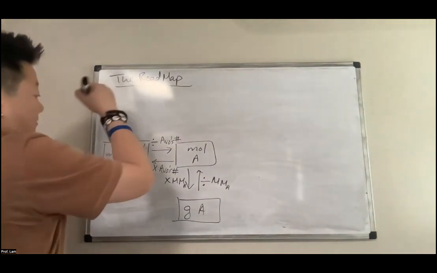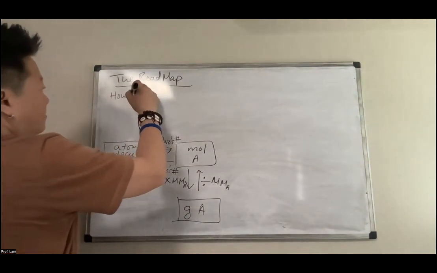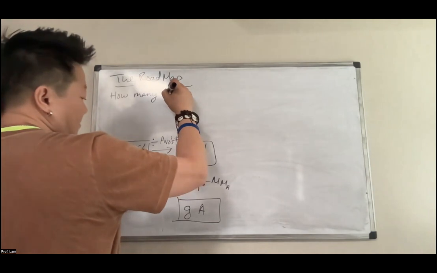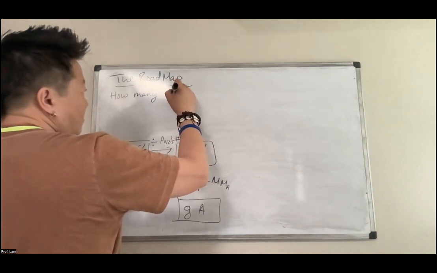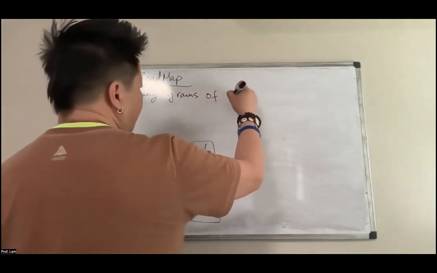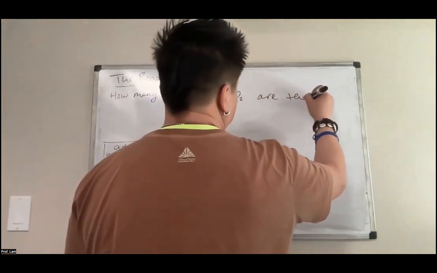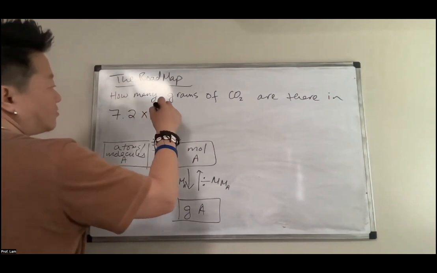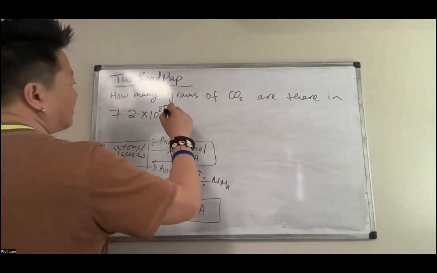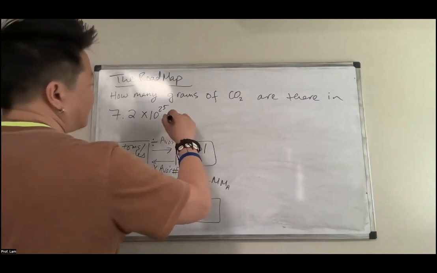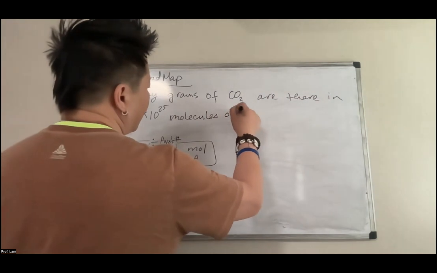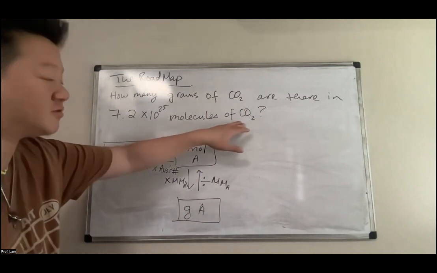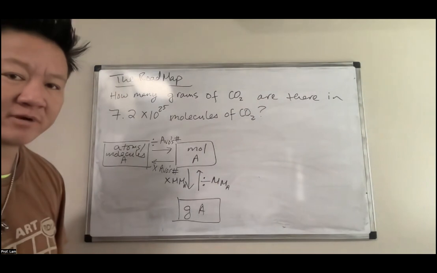Okay. So now I can ask, how many grams of CO2 are there in 7.2 times 10 to the 25th molecules of CO2? Okay. So in other words, if I have 7.2 times 10 to the 23rd molecules of CO2, that's a lot, right? How much does it weigh, right? How many grams is that?